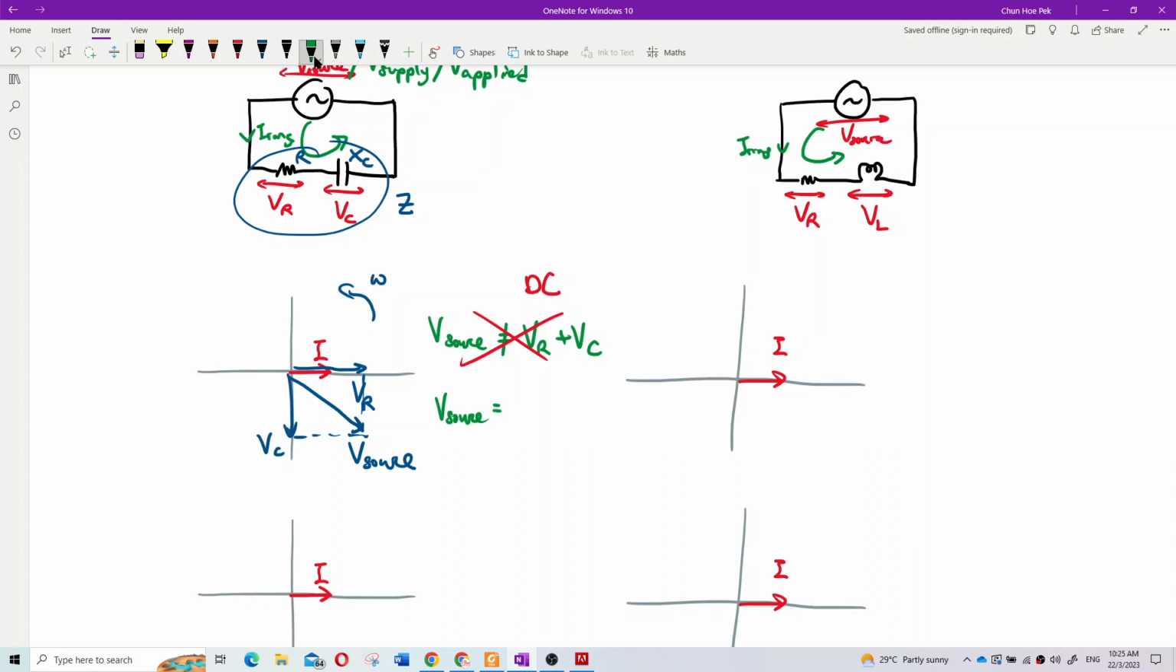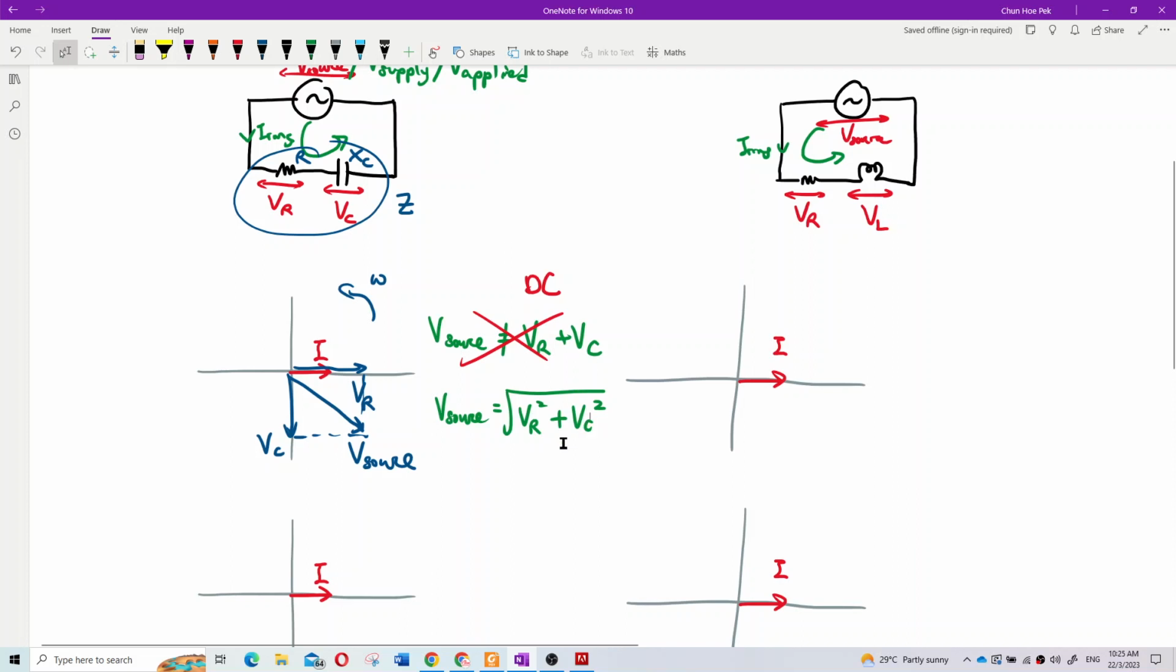You have to do this like a vector, because they're different phase. VR is 0, but this one is negative maximum. So you have to square and square root. V source is equal to this square root. It's not equal to direct add up.